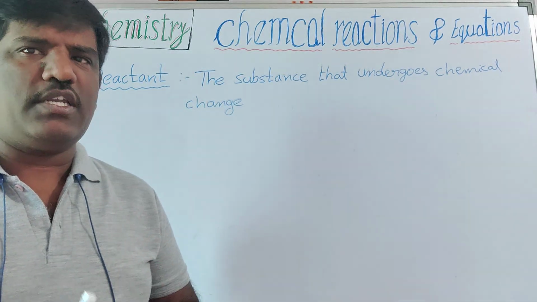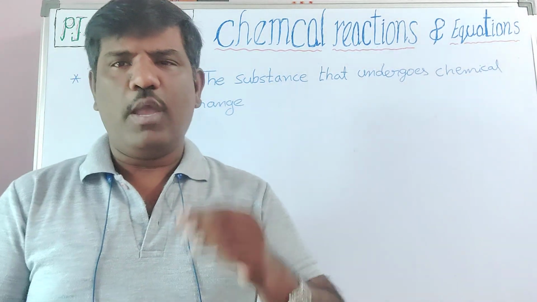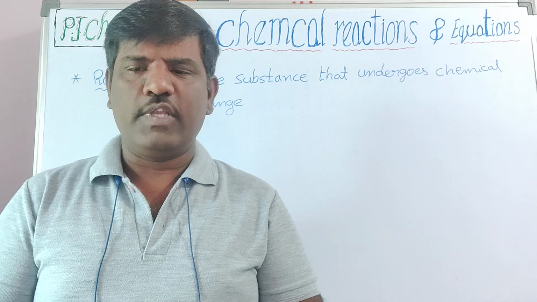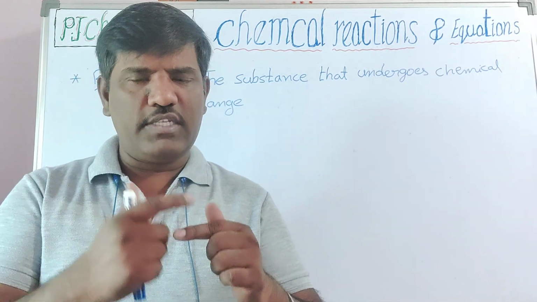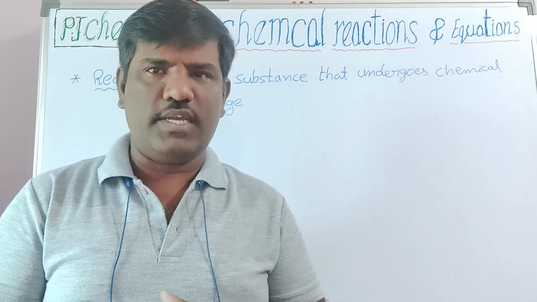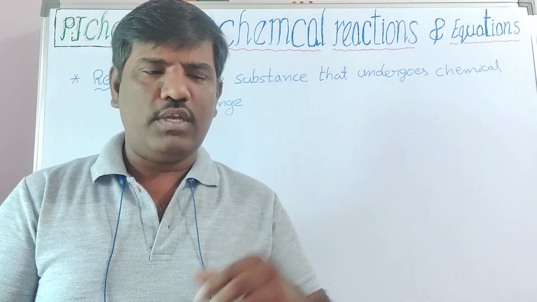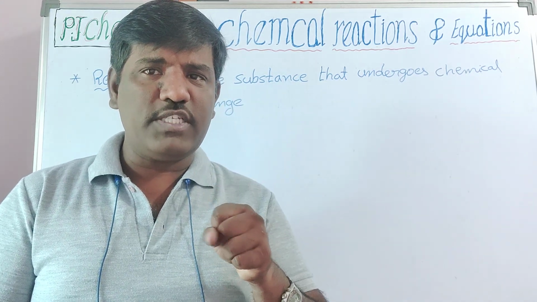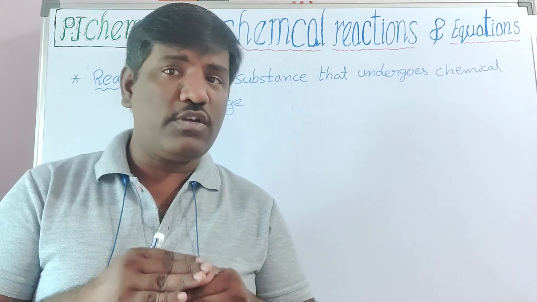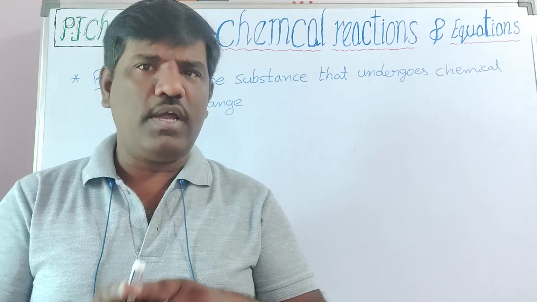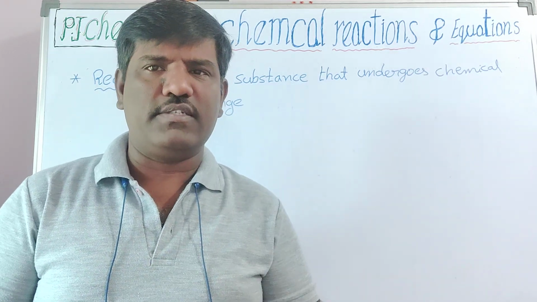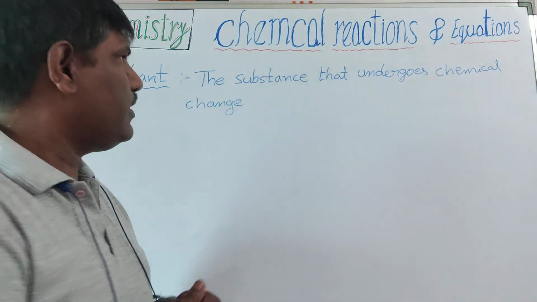In the same way, in 10th class at a higher level, take magnesium. When we burn magnesium in the presence of oxygen, it turns into magnesium oxide. So which are the reactants, meaning which are undergoing chemical change? Magnesium and oxygen are the reactants. Okay, like that.